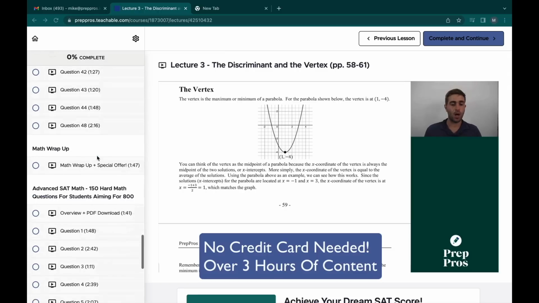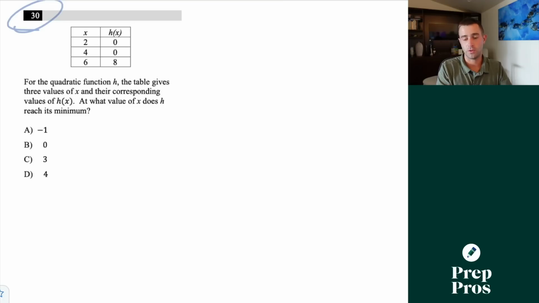But let's solve question 30 from the May 2023 test. For the quadratic function h, the table gives 3 values of x and their corresponding values of h of x. At what value of x does h reach its minimum?